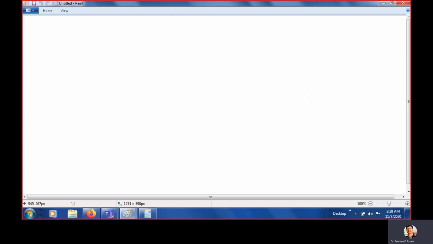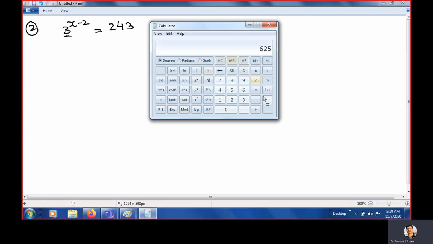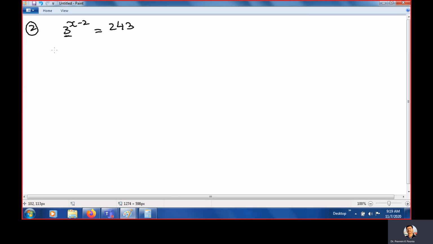Another example we will take, it is question number 2, part 2. 3 power x minus 2 is 243. Now what is the base here? The base here is 3. Let us take the calculator and simplify this. Now we'll multiply 3 times 3, 2, 3, 4, 5. So it is 3 power 5. So 3 power x minus 2 is equal to 3 power 5.